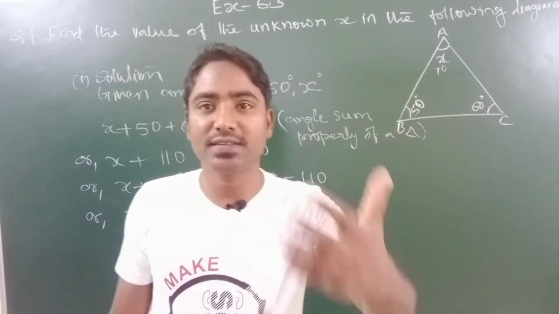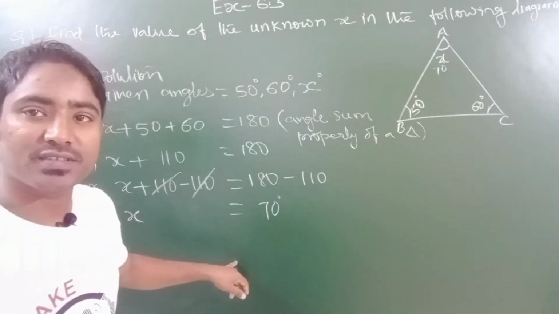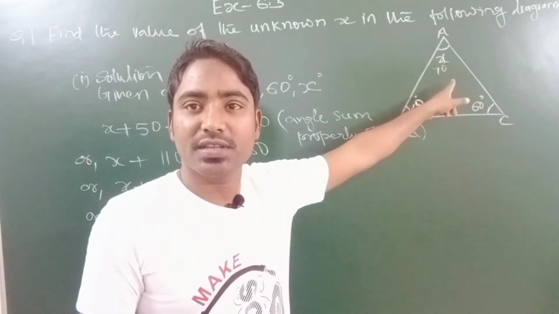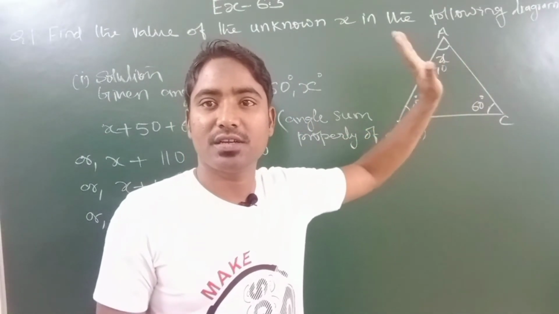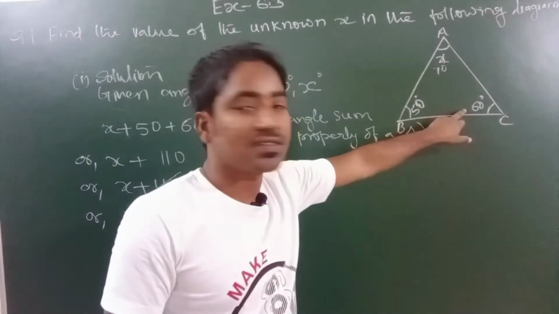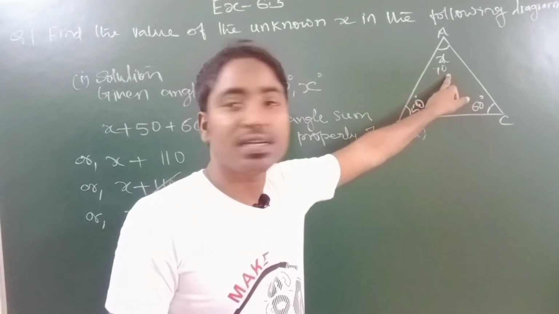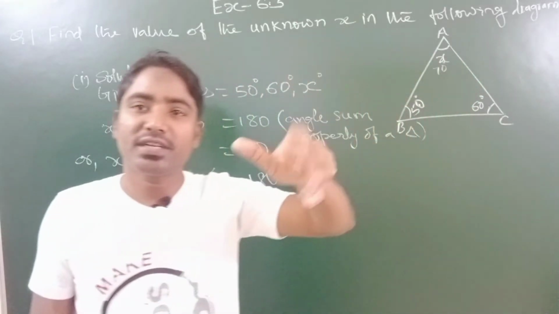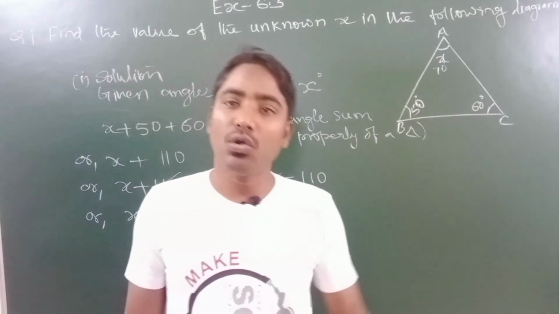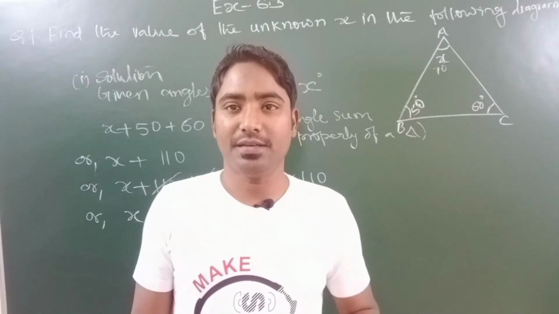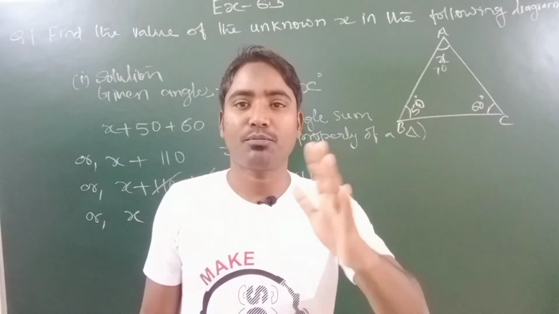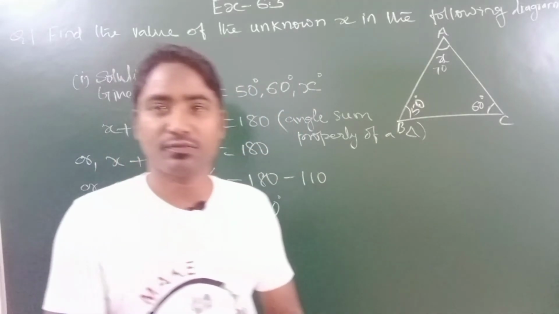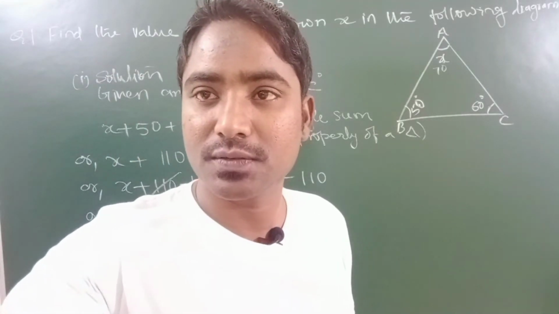Now if you want to examine whether this value of x is correct or not, you can add all these angles and see whether the sum is equal to 180 degrees or not. So see here, 50 plus 60 how much? 110, plus 70, 180. So the sum of all the interior angles of a triangle will always be equal to 180. Why? Because this is the angle sum property of a triangle. So now we will move to the next segment, segment number 2. Just wait for a while, students.